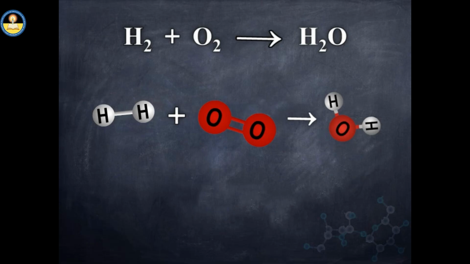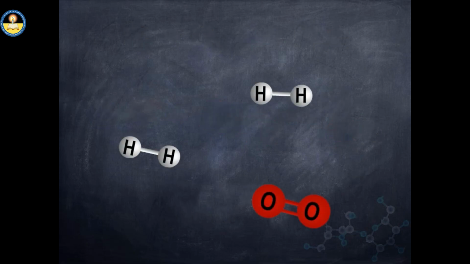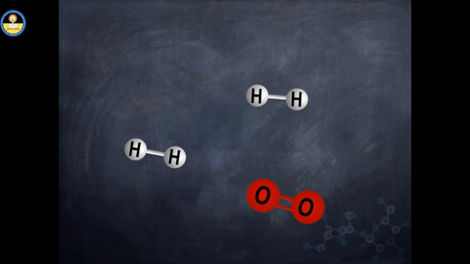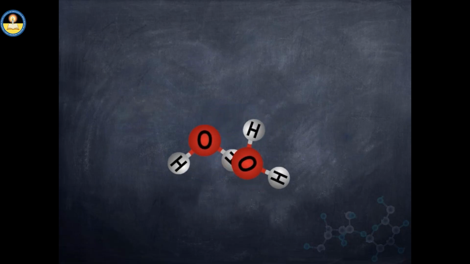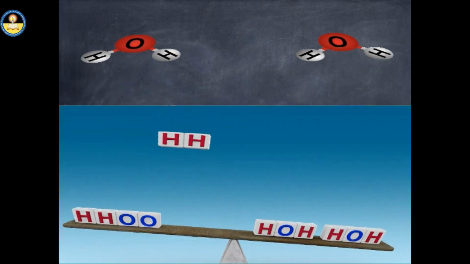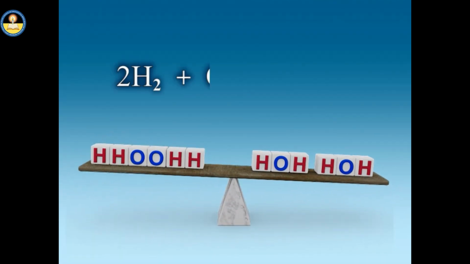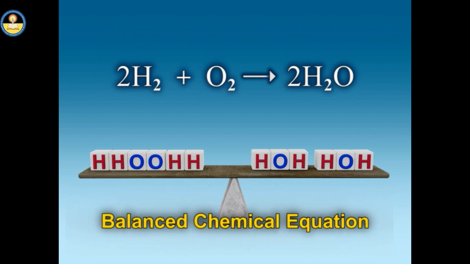Each molecule of water contains one atom of oxygen and two atoms of hydrogen. This means that one molecule of oxygen, which contains two atoms of oxygen, will combine with 2 molecules of hydrogen to form 2 molecules of water. 2H2 plus O2 gives 2H2O. This represents a balanced chemical equation.